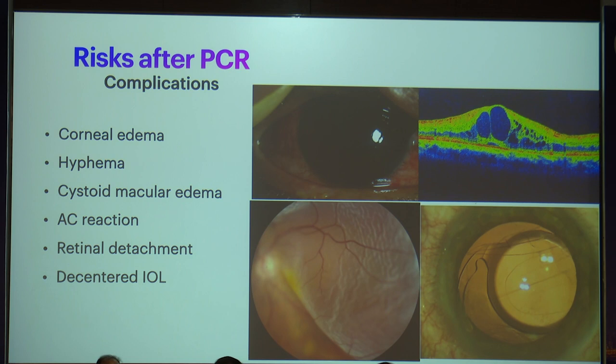Risks, all of us know about this. Just for completion's sake: corneal edema due to more manipulation during surgery, hyphema, cystoid macular edema, AC reaction, retinal detachment, decentered IOL. These are the risks when we encounter a posterior capsular tear.